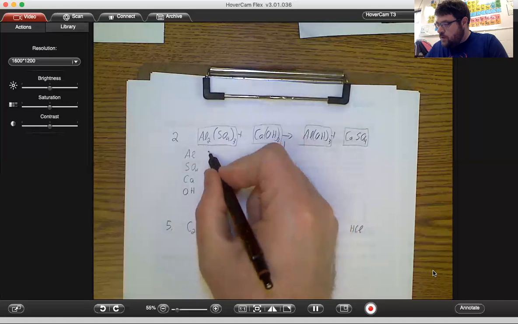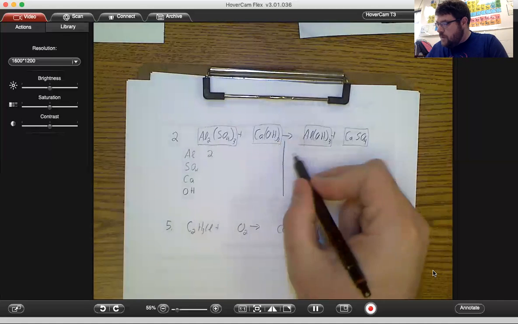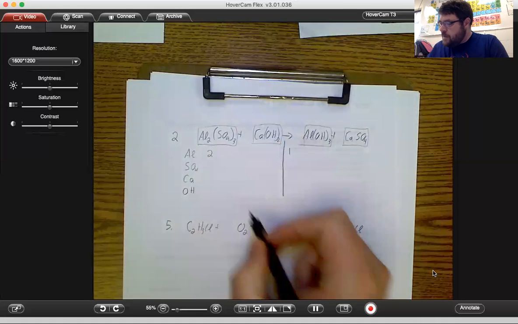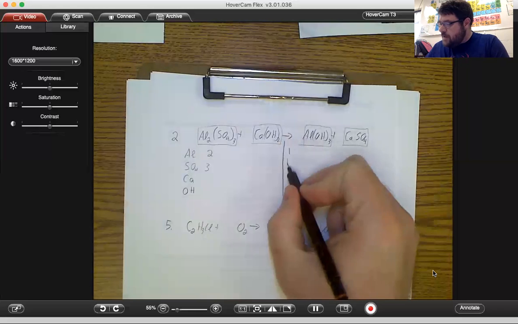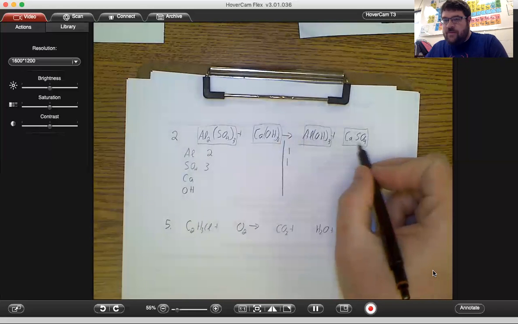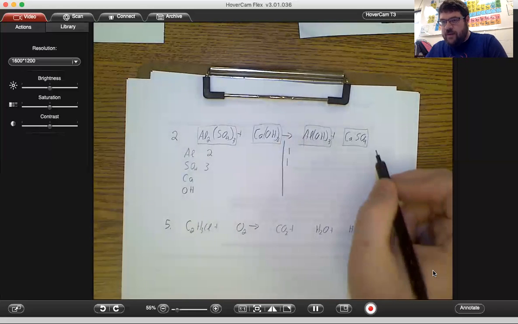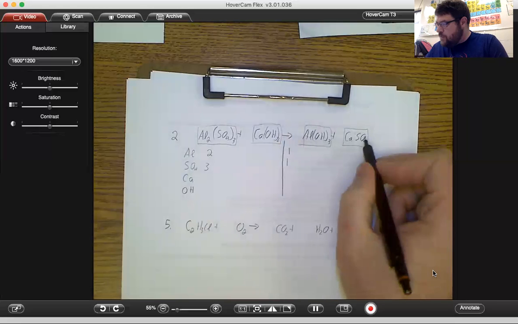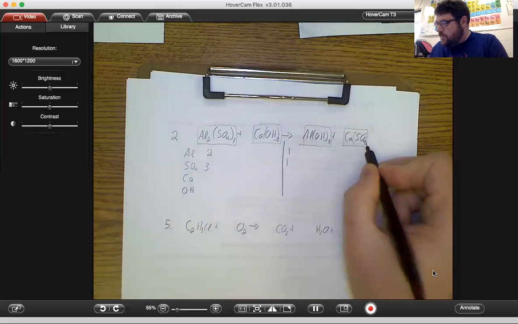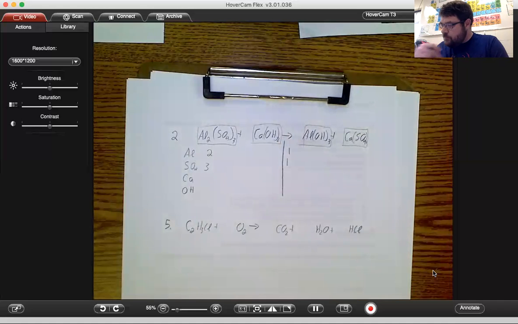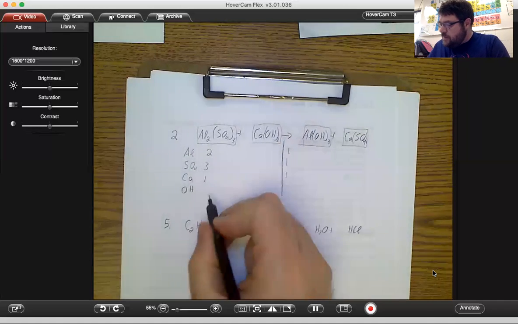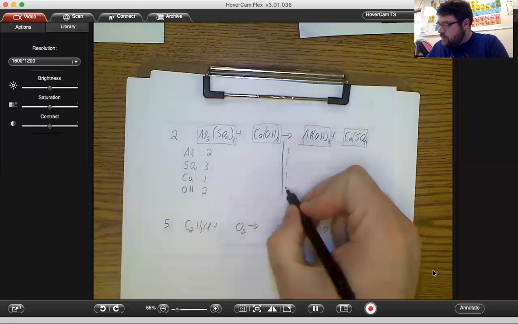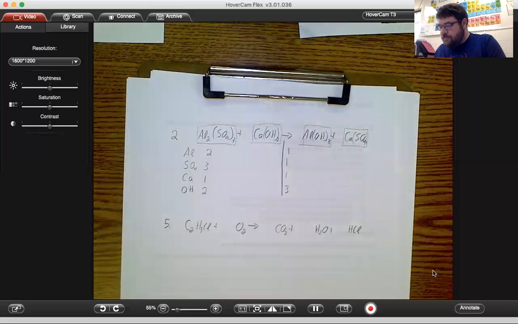I have 2 aluminums. I have 1 on the product side. I have 3 sulfates, and I have 1 on the product side. Do be careful. I don't have 4 sulfates. I have 1 sulfate. SO4 is sulfate, and there's only 1 of those, yeah? Calcium, 1 and 1, and then hydroxide, 2 and 3, okay?